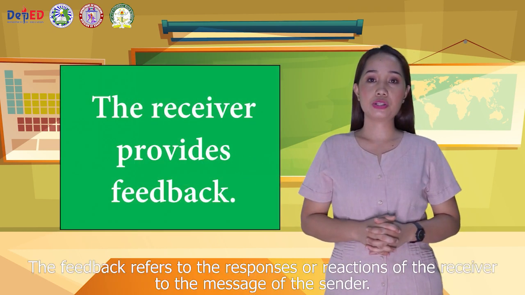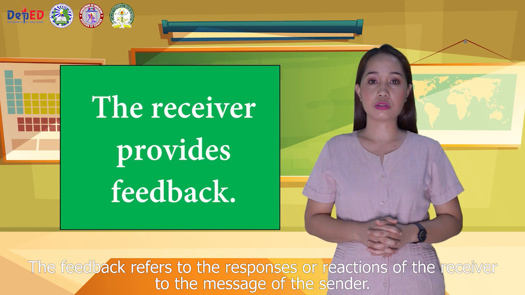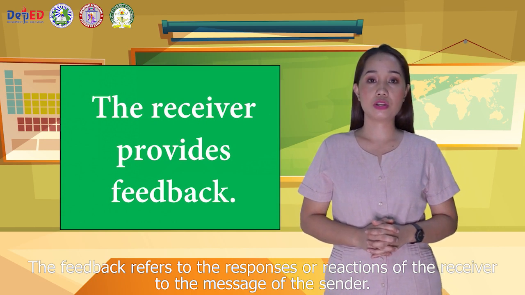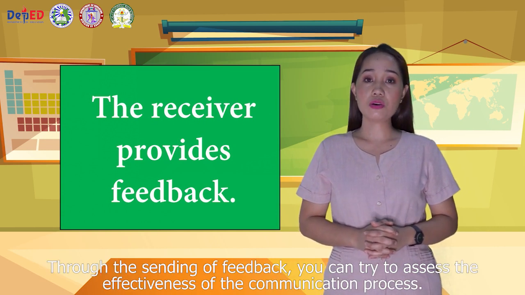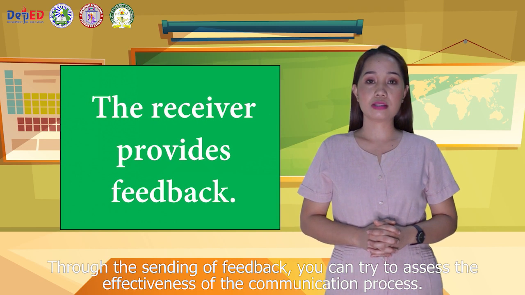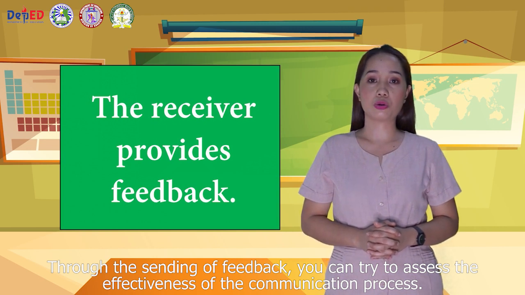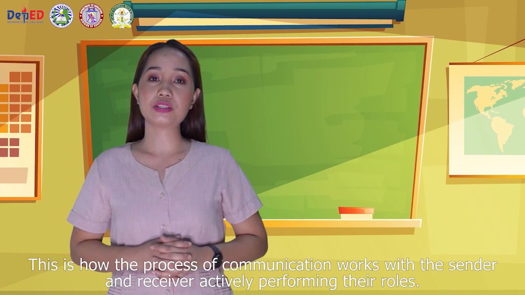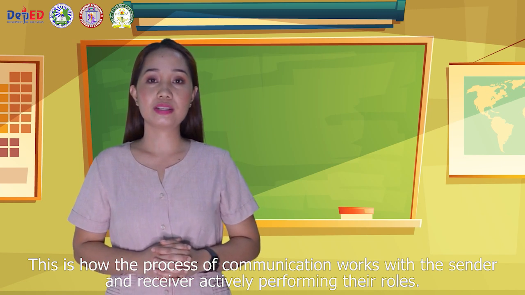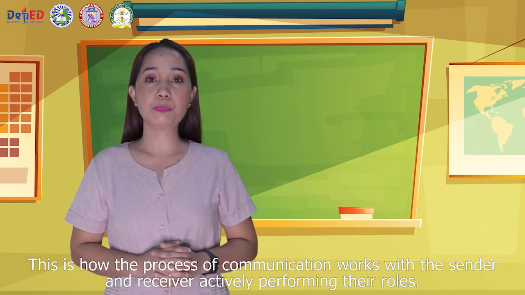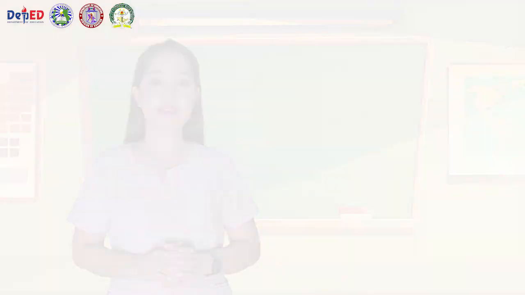Lastly, the receiver sends or provides feedback. The feedback refers to the responses or reactions of the receiver to the message of the sender. Through the sending of feedback, you can try to assess the effectiveness of the communication process. This is how the process of communication works, with the sender and receiver actively performing their roles.